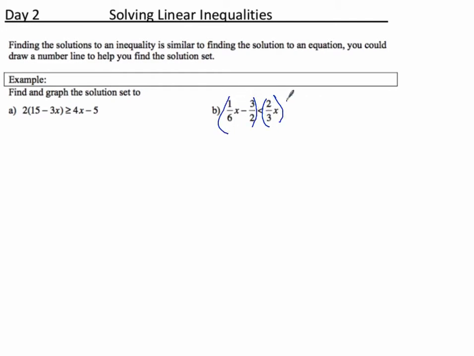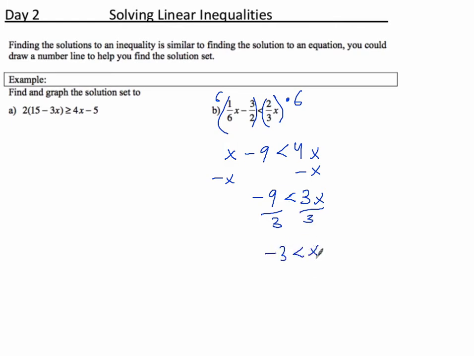So we're going to multiply both sides by 6, so that's the common denominator, and you get x minus 9 is less than 4x. And then we can subtract. So it's just like a regular equation for the most part. We get negative 9 is less than or equal to 3x, and I can divide by 3. And if you divide or multiply by a negative number, you have to flip the inequality, but that's not the case here. So we have this. I'm going to rewrite it like so: x is greater than negative 3.